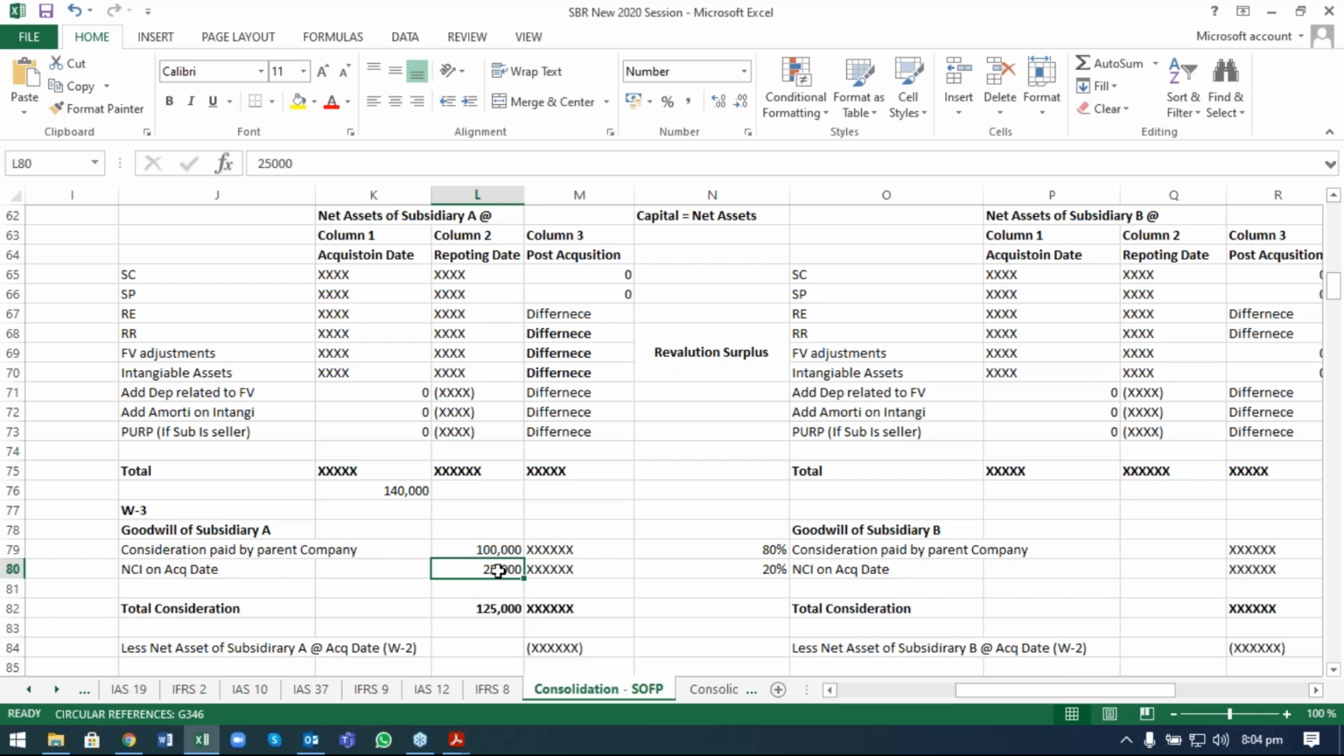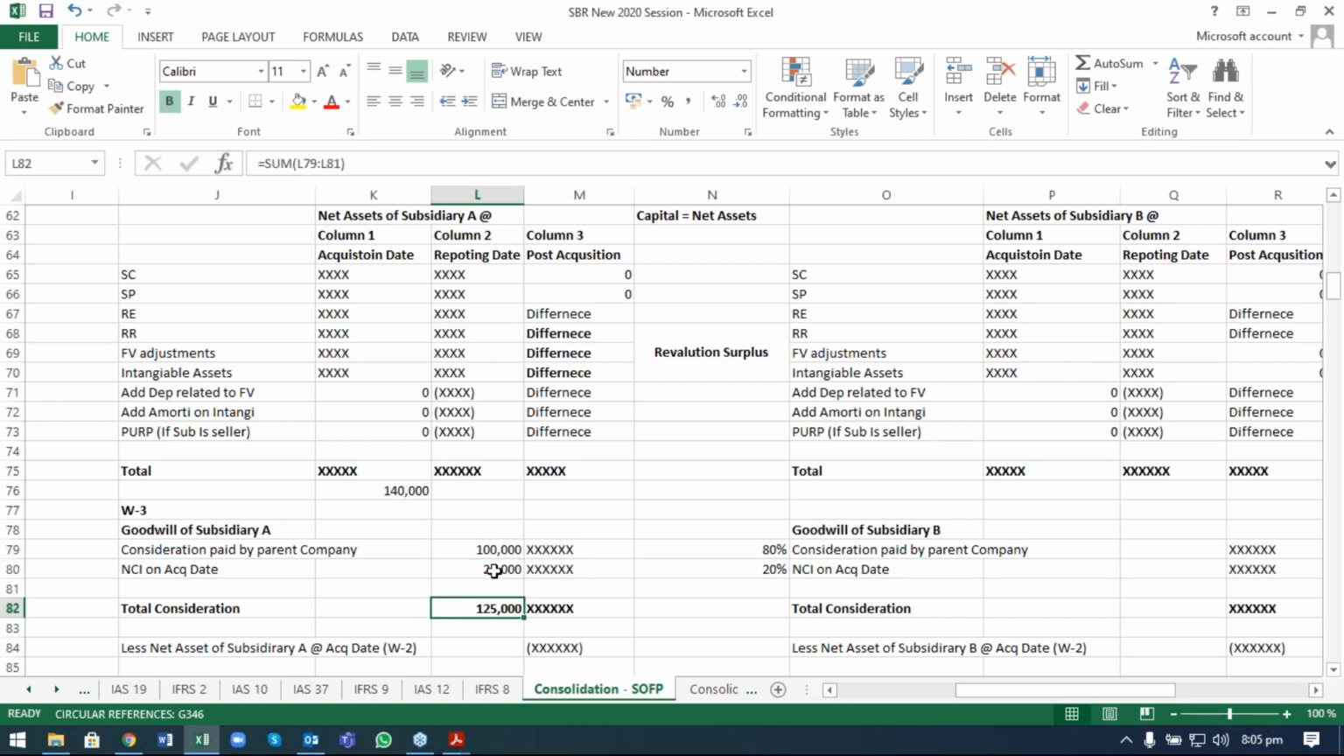Like right now we have a question. In this question, NCI was already provided. If a cost model is used and fair value of NCI was not provided, we have to take the net assets of subsidiary at acquisition date, multiply by the NCI percentage to find out the value of NCI, right?